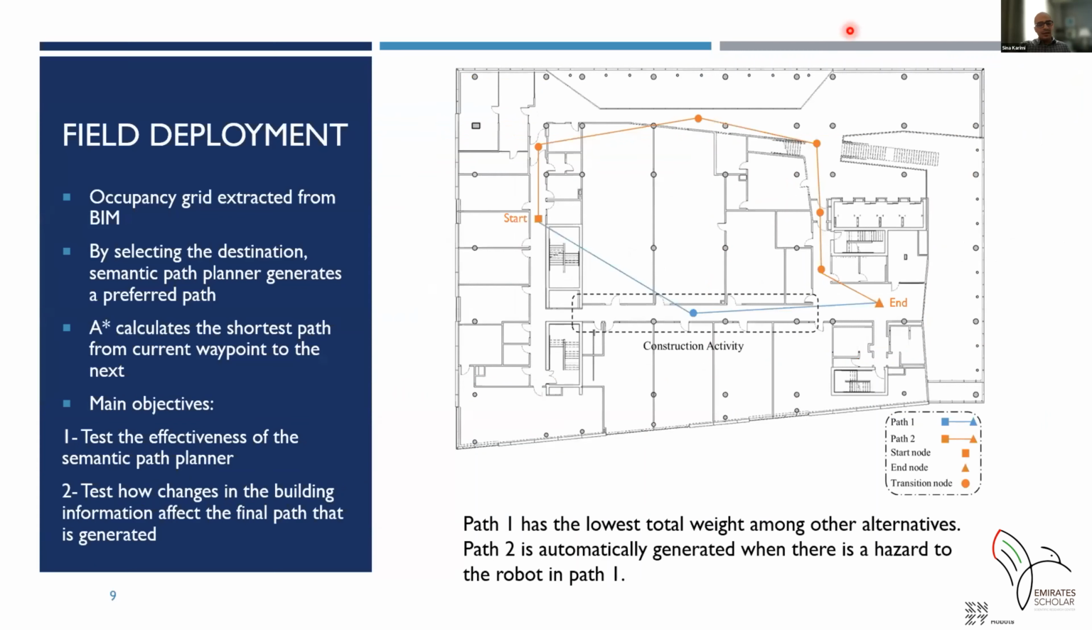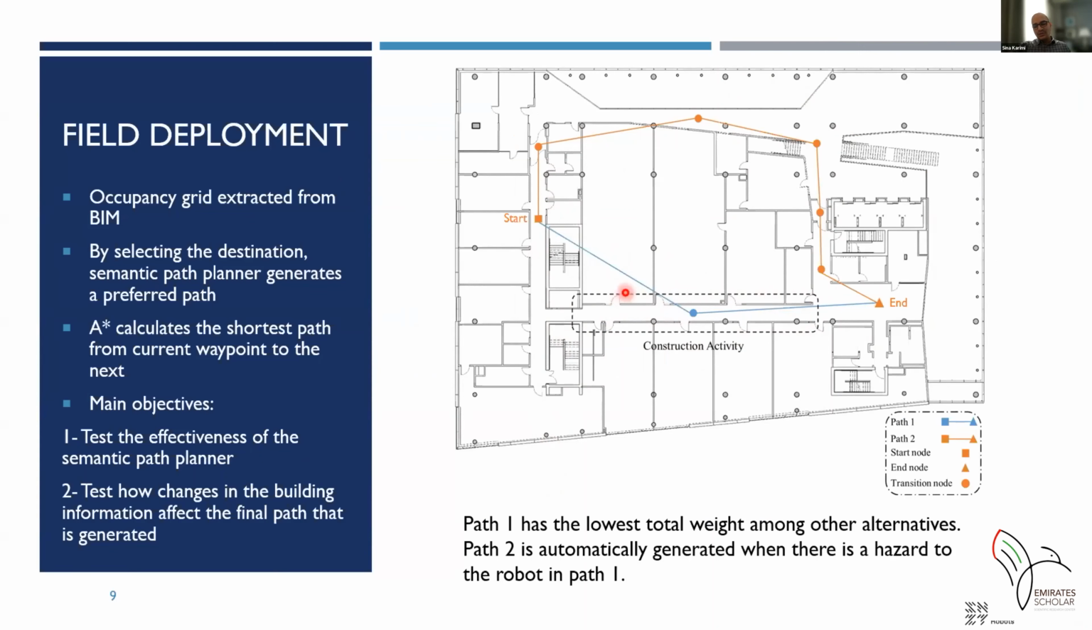And at the end, I would like to talk about the field deployment. So we picked, for the first experiment, since there were no construction activities here, the algorithm generated path 1, as you can see on the bottom, the blue line. So it has the lowest total weight among the other alternatives.